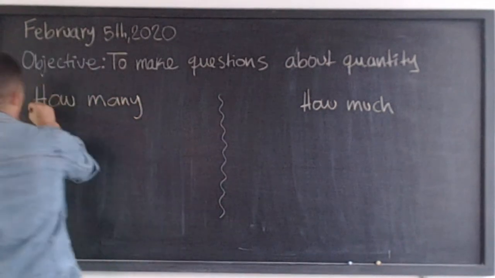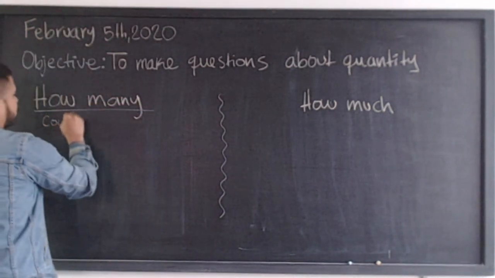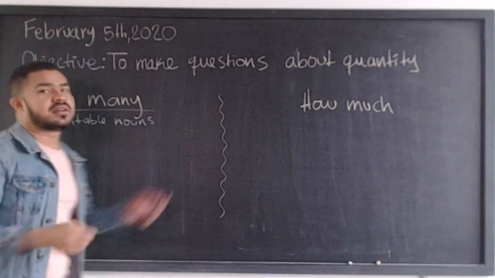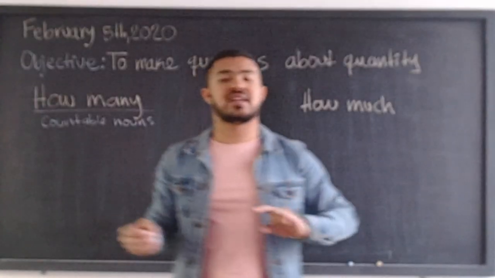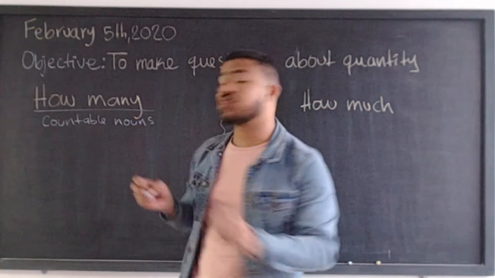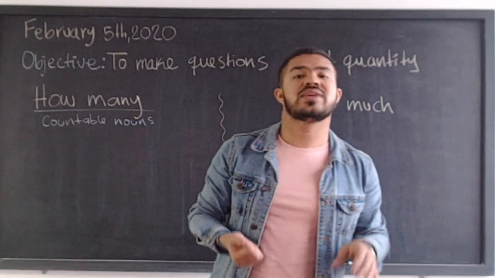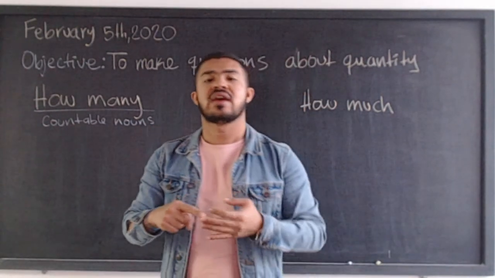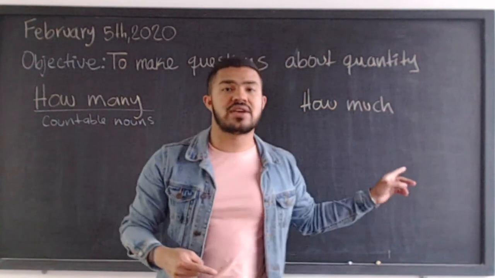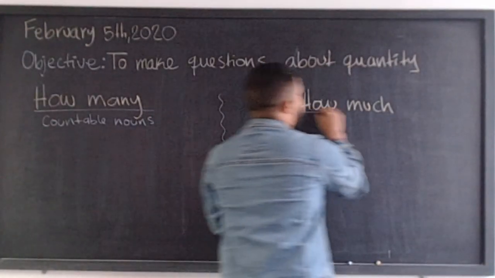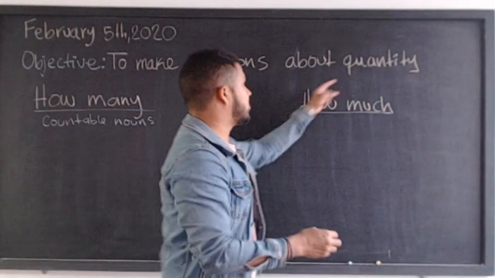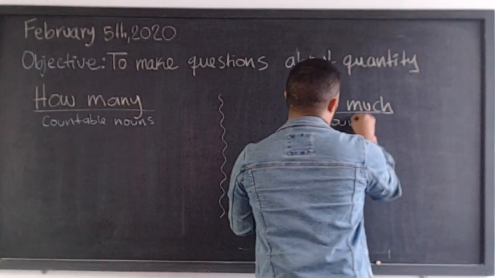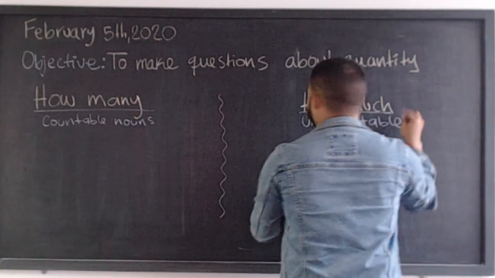I'm going to write it here. So for countable nouns, as I have said in previous classes, countable nouns are those nouns or things we can count with our fingers. So we can say 2, 3, 4, okay? Or we can say some. On the other side, you have how much. You use how much to ask for quantity about uncountable nouns.